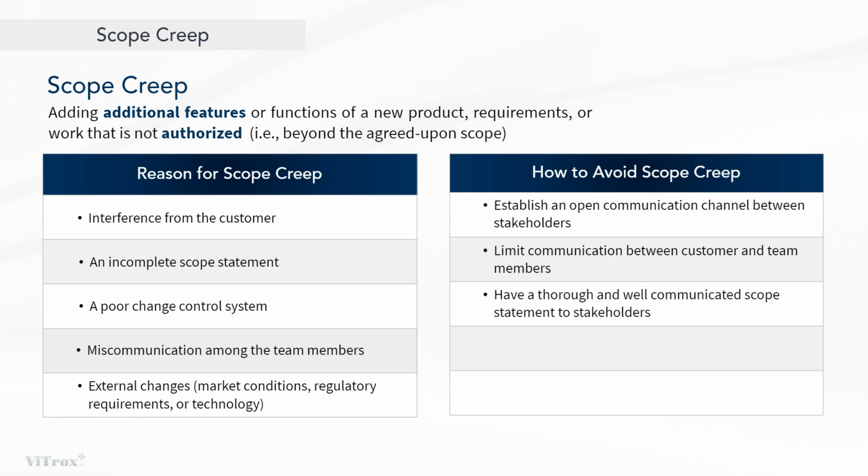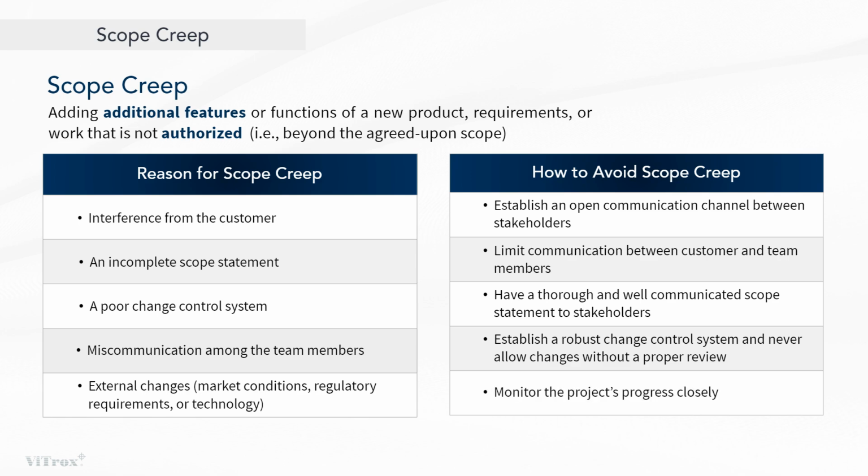Develop a detailed and well-communicated scope statement that clearly defines the project's objectives and deliverables to ensure stakeholders share a common understanding. Implement a change control process that requires formal documentation, evaluation, and approval for any scope changes, to ensure the changes undergo a thorough review and approval process before implementation. Project managers should monitor the project's progress regularly to detect deviations early.